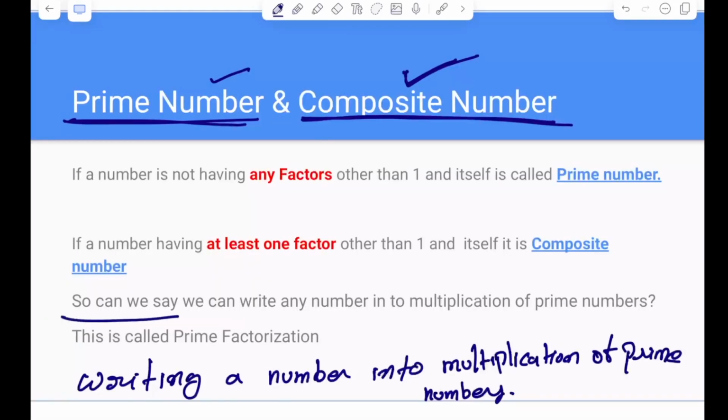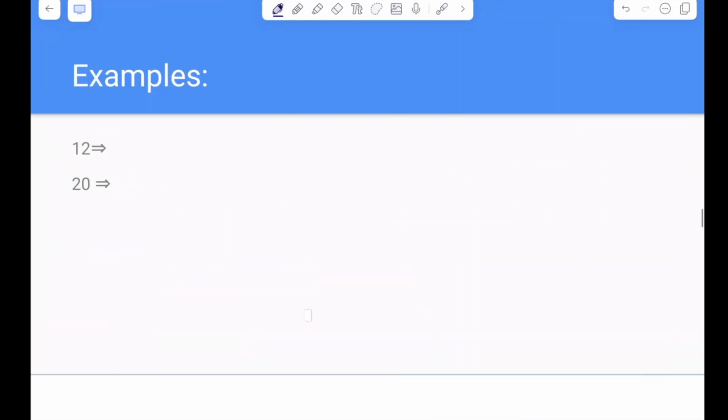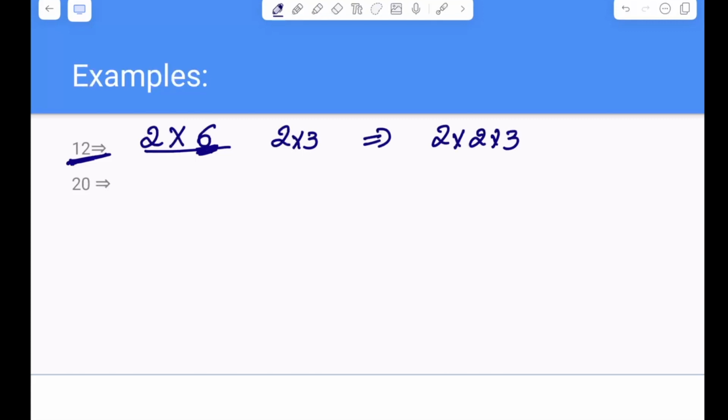So can we say that we can write any number as a multiplication of prime numbers? Writing a number as a multiplication of prime numbers is nothing but prime factorization. Let us see how it is. For example, I have taken 12. 12 can be written as 2 multiplied by 6. Again, whether 6 is a prime number or not, it's not a prime number. So 6 can be written as 2 into 3. So 12 can be written as 2 into 2 into 3. If you see here, all are prime numbers. 2, 2, 3.